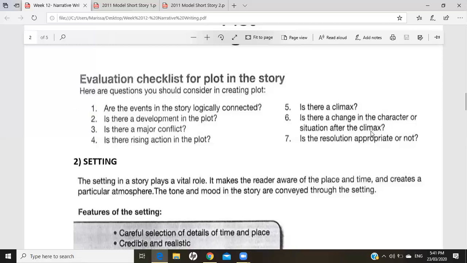So sometimes after the climax, the situation could improve, or, you know, it could not improve. So mention if there's a change or not in your character after the climax. And the last one is the resolution appropriate or not? So sometimes the story would be really exciting or excellent if you actually resolve the issue, or sometimes the story could be superb if you leave that mysterious ending.